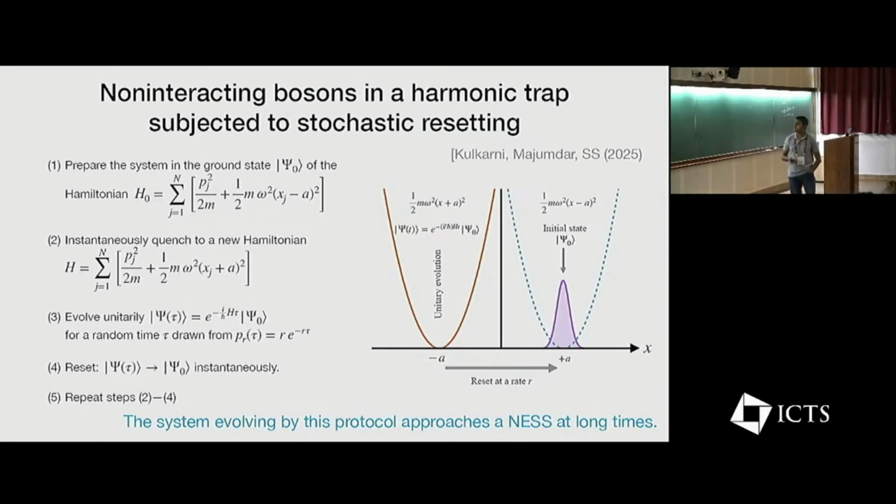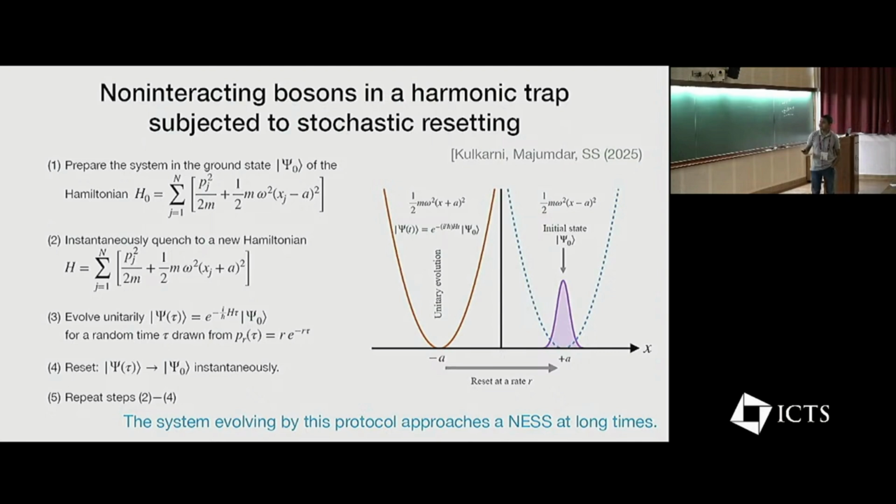Okay, so this is what we do, and since the time is short, this is in some sense the most important slide. This is our engineered system. These are the steps. You have a harmonic oscillator centered around some position A, with n non-interacting bosons in that harmonic potential. Then you instantly shift the position of the harmonic potential from plus A to minus A. In other words, you quench this Hamiltonian to this Hamiltonian instantly. Then you evolve the system unitarily up to some time tau, which you draw from an exponential distribution, where R is the rate.